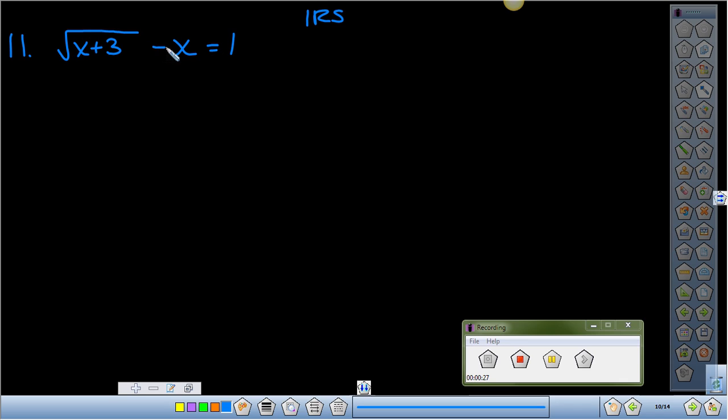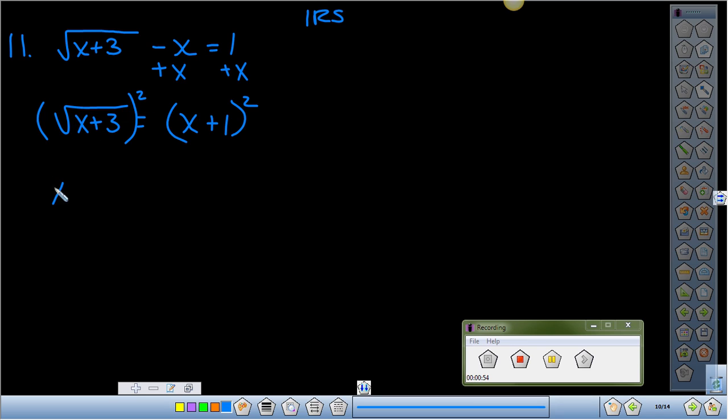So being that this minus x right here is outside of the radical, we're going to have to add it to the right-hand side. And that's going to isolate the radical, x plus 3, and I'm going to be left with x plus 1. And now we're going to remove the radical, and to remove the radical you want to square it, and what you do to one side do to the other. And this square and this square root lift off because they're inverses of each other.